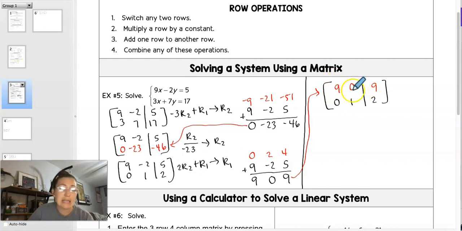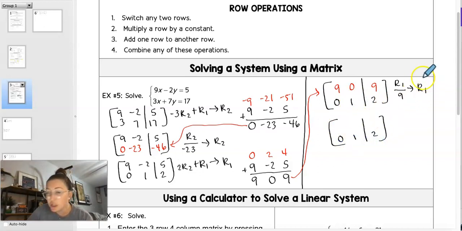This is now an easy one because I can divide this whole row by 9, and that will be a 1, and nothing else will change. So let's go ahead and do that. I'm going to do row 1 divided by 9, and I'm replacing row 1. Row 2 is already solved for because I have a 0 and a 1, so this is saying y equals 2. It's already solved. So that's going to stay the same.